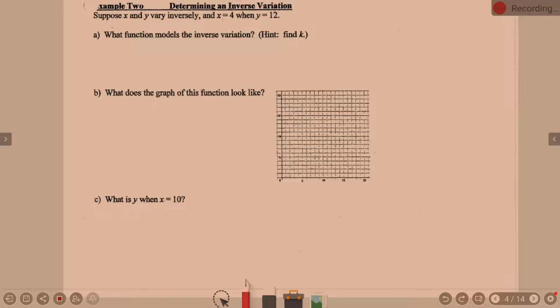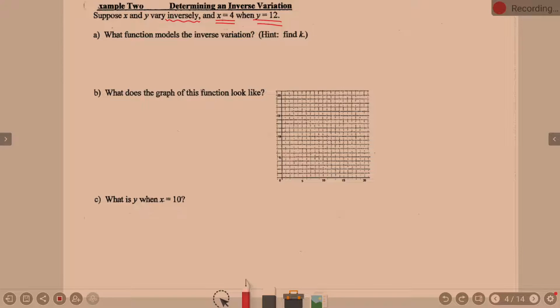On this next one, suppose x and y vary inversely, and x equals 4 and y equals 12. Okay, so we're told inverse, and we're given an x value and a y value. Three-part question here. First of all, what function models the inverse variation?